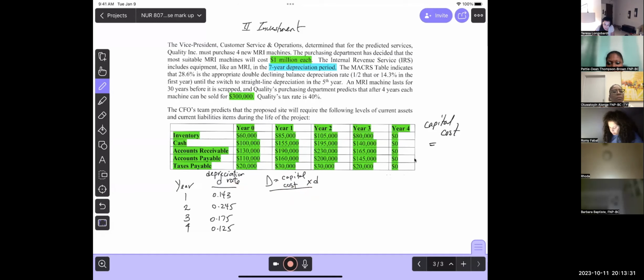The capital cost is how much? 85,000. No, the capital is the machines. The capital expenditure is what we spend on the machines. So how much is it? Initially, what are we buying? 1 million each, and we're buying four. So 4 million. Now take 4 million times the depreciation rate and all the way down. You realize you can do this in Excel, right? This can all be done in Excel, but we're going to do it manually for now.